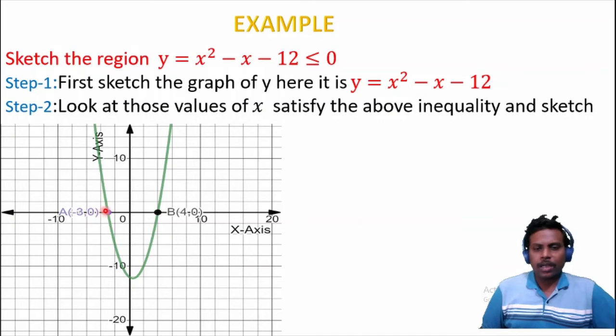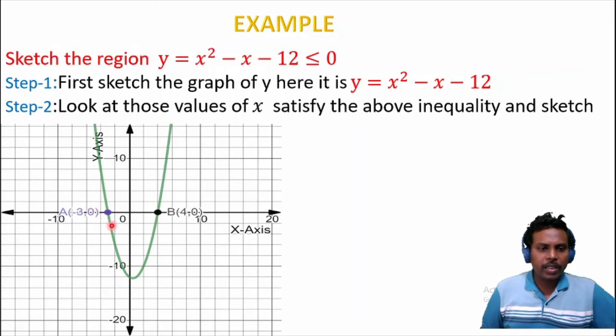Here is the graph of this quadratic expression y is equal to x square minus x minus 12. If you observe these points, a and b, which are on the graph, can you guess what exactly these points are? This graph is intersecting the x-axis, that means y is equal to 0. These points are precisely the roots of the quadratic equation x square minus x minus 12 is equal to 0, or the zeros of the quadratic expression.